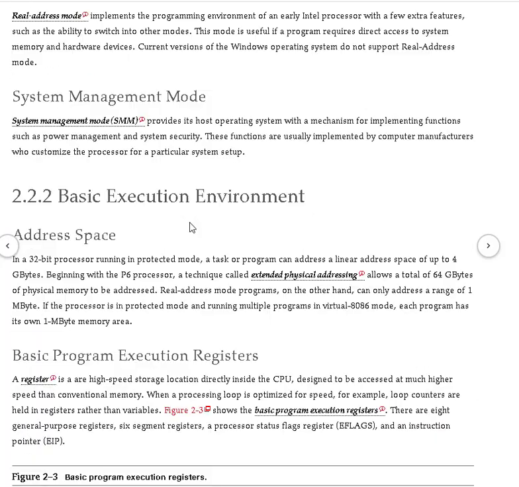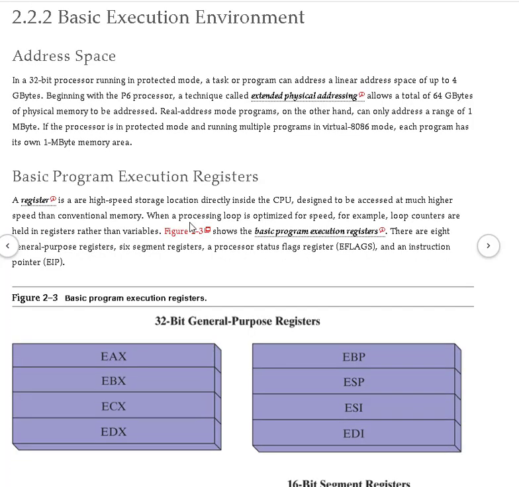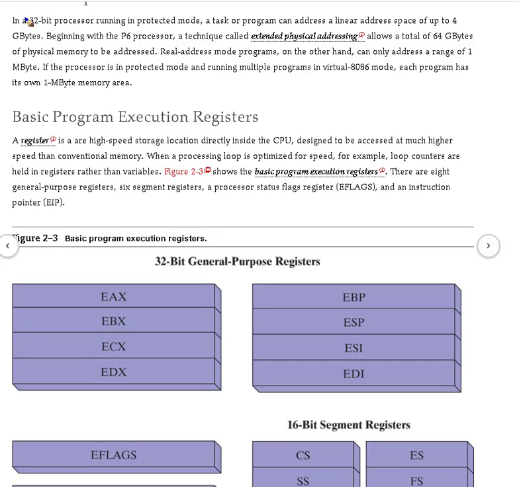Let's come on down. Address space. Here's what we're looking at. Since we're running in protected mode, you need to understand that every program running in protected mode thinks it has 4 gigabytes of RAM, even if there's not that much on the machine.